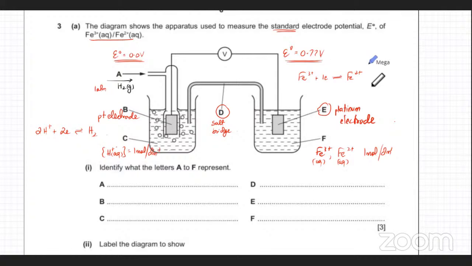So which one is the positive electrode? Which one is the negative electrode? Left or right? The right one. The higher potential is the positive one, and the lower potential is the negative one.